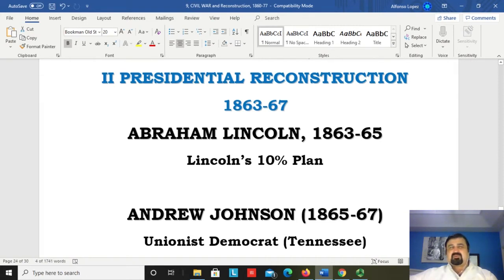The other stage or phase is called Presidential Reconstruction, because during this particular stage, the president was in charge. He was the leader of Reconstruction. The president was leading the way. He was the one making the proposals. He was the one suggesting certain plans for bringing back the South and so on. And everybody was turning to the president for leadership.